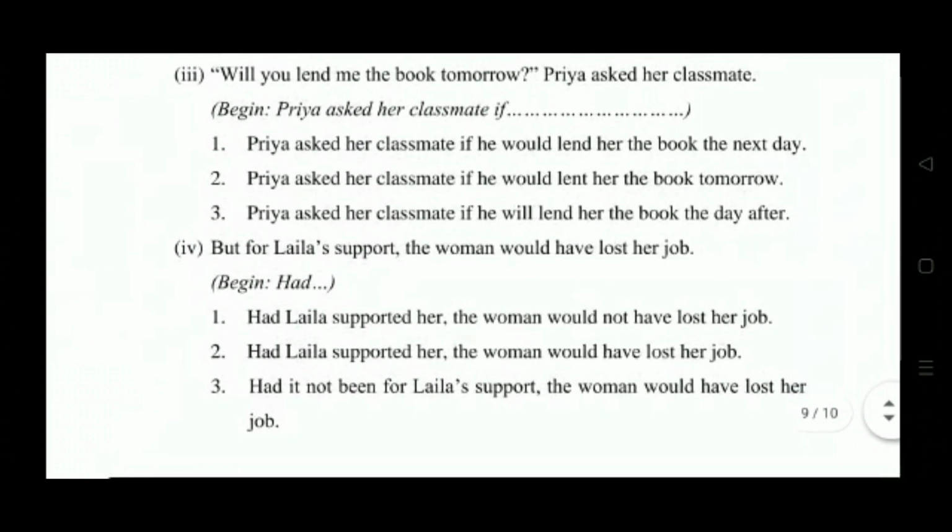Question 3. Direct indirect speech. Now, do you remember the rules of transforming direct and indirect speech? Yes, you must practice them a lot. Will you lend me the book tomorrow? Priya asked her classmate. Begin. Priya asked her classmate if. Option 1. Priya asked her classmate if he would lend her the book the next day. Option 2. Priya asked her classmate if he would lend her the book tomorrow. Option 3. Priya asked her classmate if he will lend her the book the day after.